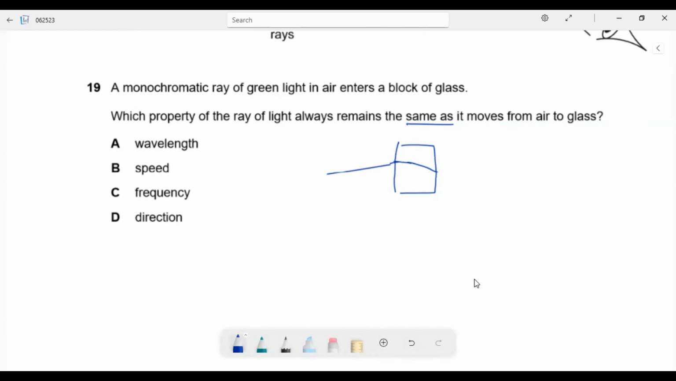So, when there is a medium change, there will be a change in speed. The speed of the wave will change. The wavelength of the wave will change. But the frequency will always remain constant. Direction also will be changing. Frequency remains constant. So the right answer is C.